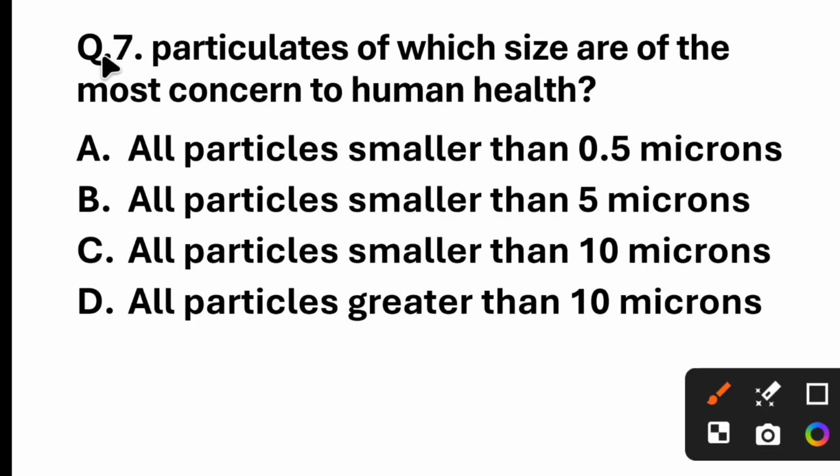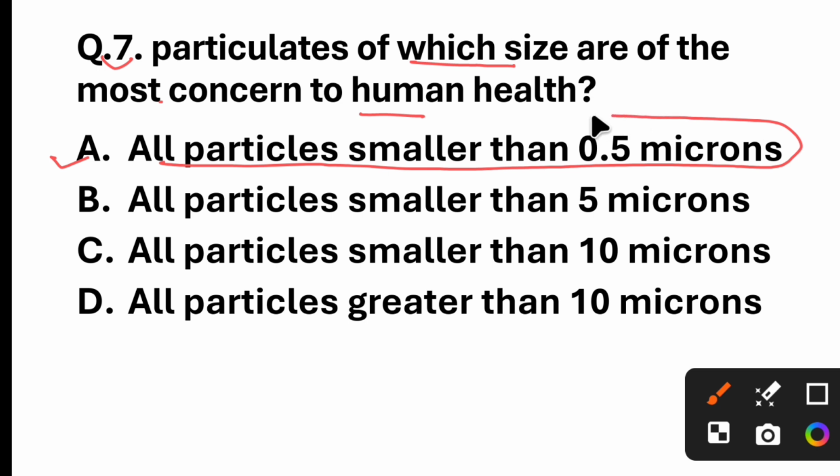Question number 7. Particulates of which size are the most concern to human health? Answer option A. All particles smaller than 0.5 micron size are the most concern to human health. Such fine particles reach the alveoli of the lungs, where they can cause significant damage. Particles larger than 0.5 microns are stopped by the bronchi and upper respiratory tract.